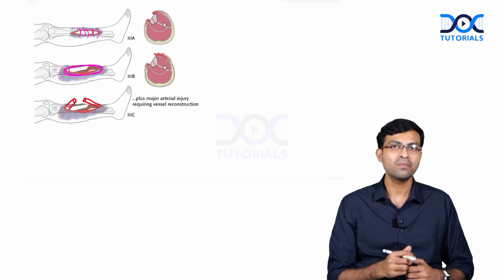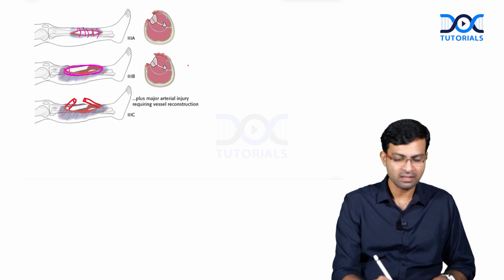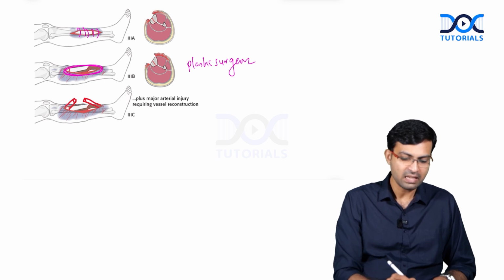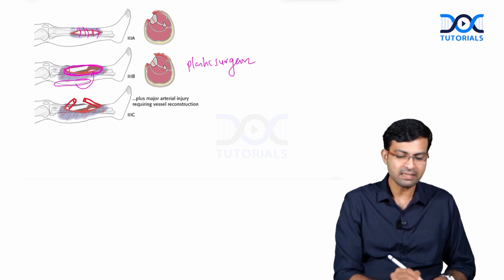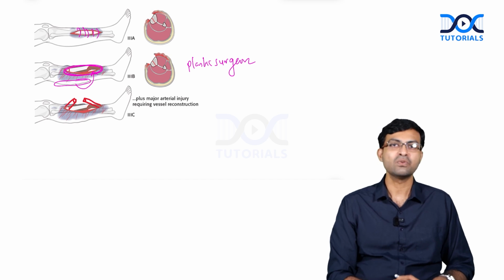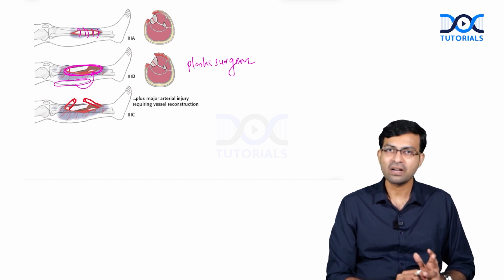So what will you do? You will have to call a plastic surgeon. A plastic surgeon has to come and he will take a skin graft or a flap from somewhere else and place it over the wound and cover it. So you need a soft tissue procedure to cover the wound. So this is what we call as a type 3B.